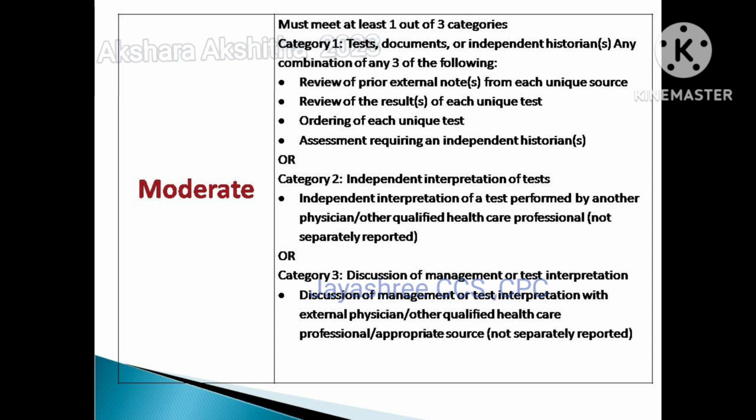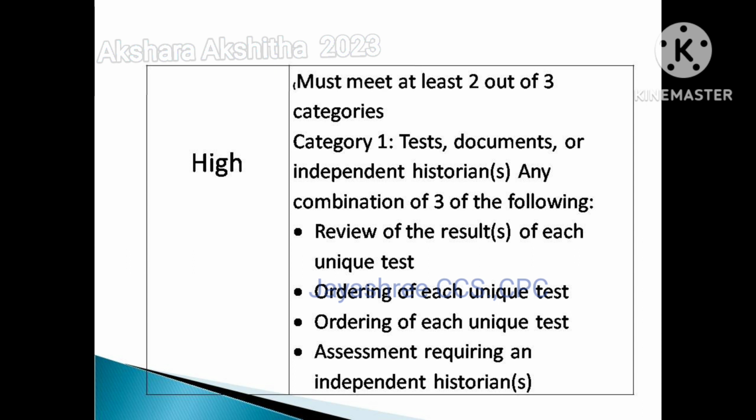Finally, high. For high level, they have given 3 categories. Out of the 3 categories, at least 2 categories should match. So for moderate, 1 category out of 3 should match, but for high level, 2 categories out of 3 should match to consider it high level.